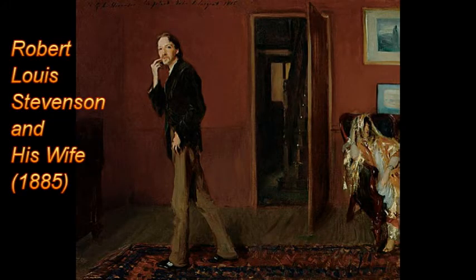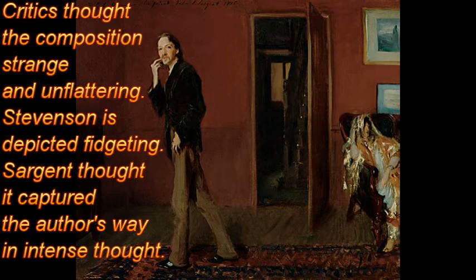Robert Louis Stevenson and his wife, 1885. Critics thought the composition strange and unflattering. Stevenson is depicted fidgeting. Sargent thought it captured the author's way in intense thought. Stevenson thought the painting queer but witty. I'm at one extreme corner. My wife, in this wild dress and looking like a ghost, is at the extreme other end.